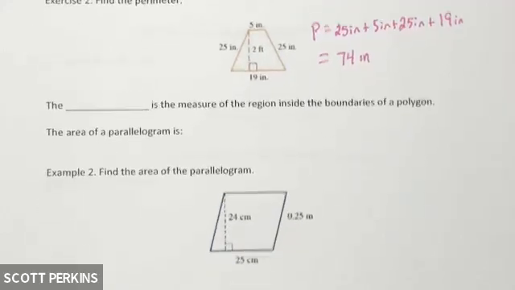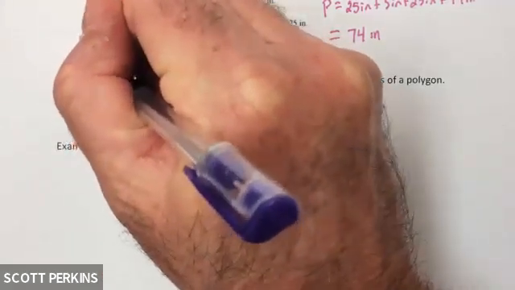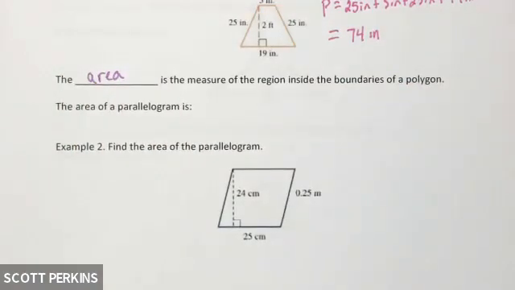All right, the next thing we're going to talk about in this section is, now we've talked about the distance around the outside of a polygon. The inside of the polygon, the region in there, when we measure that, that's called the area. So the area is the measure of the region inside the boundaries of a polygon. Kind of like when you put carpet down on your floor, that's what area is telling you. It's not just a one-dimensional measure now, it's two.